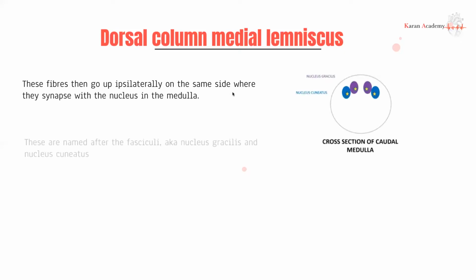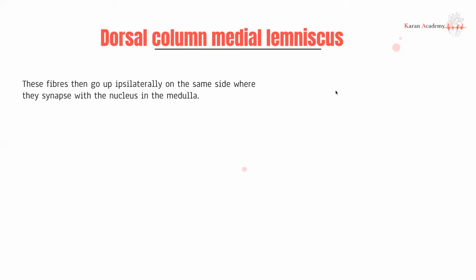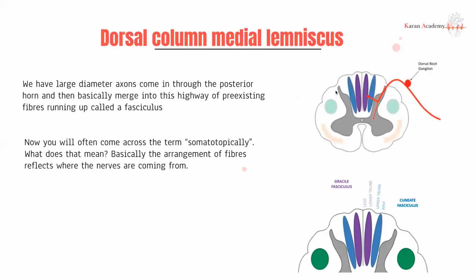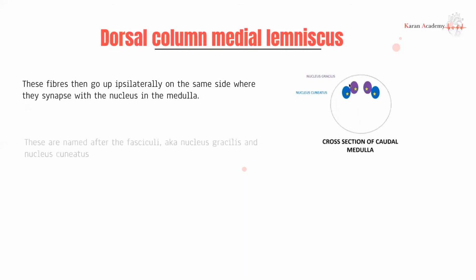Now what happens at the medulla is a bit of a crossing over. These fibers go ipsilaterally, on the same side, and they then synapse with the nucleus in the medulla. In the medulla you have these nuclei, which are basically points of synapse. You have the nucleus cuneatus, which is the synapse point for the cuneate fasciculus, and the gracile fasciculus synapses in the nucleus gracilis.